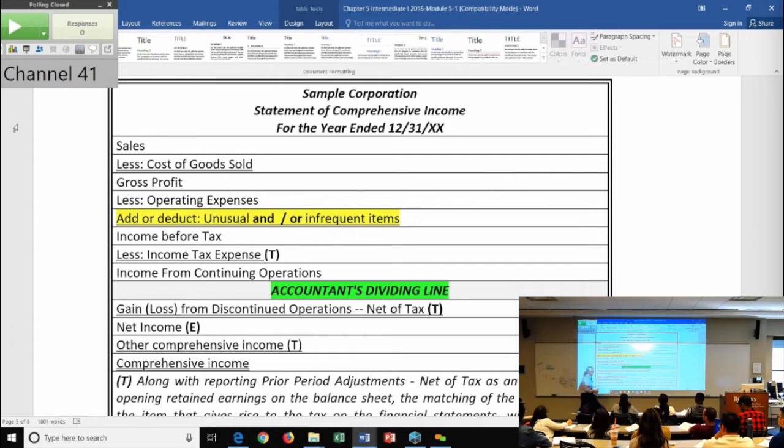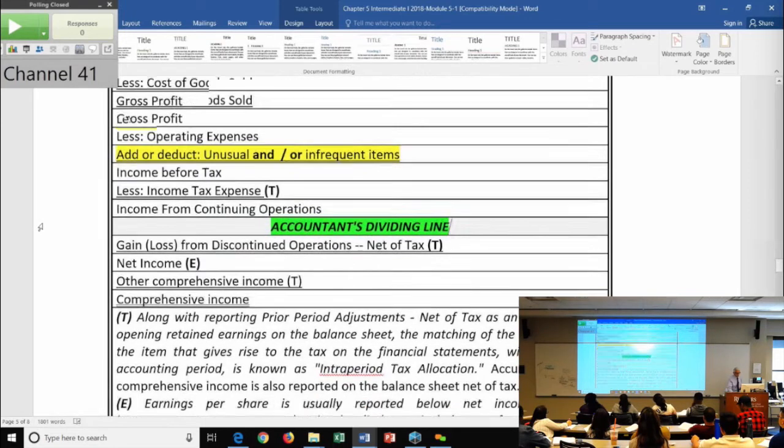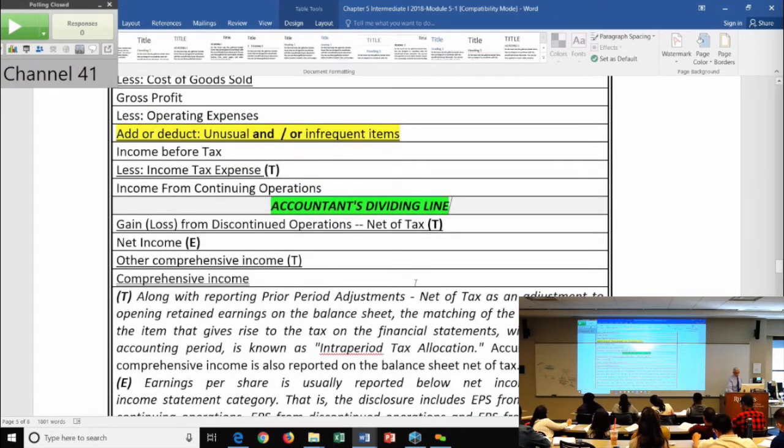And when we look at this term, interperiod tax allocation, this means that tax will follow the source of income. So if the income is continuing operations, then the tax is reported on continuing. If it's discontinued, it's reported there. If it's prior period adjustment, that's where it's reported. And if it's other comprehensive income, it's also shown net of tax. So you have to tax affect each separate type of income that you've got.